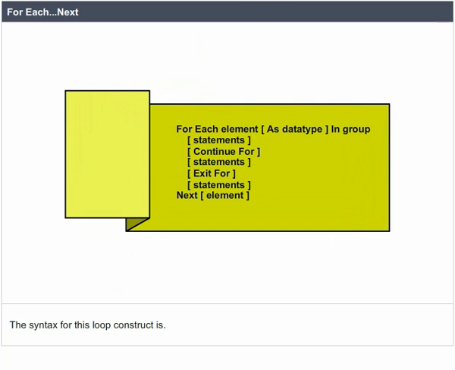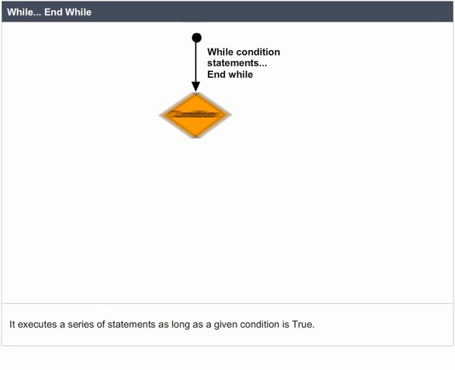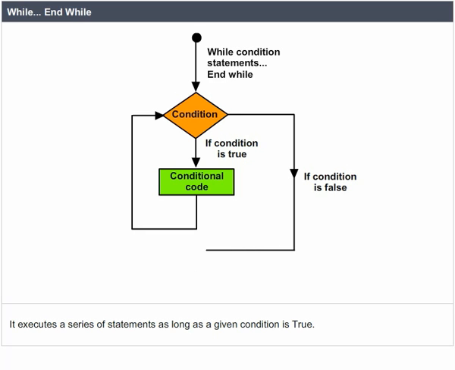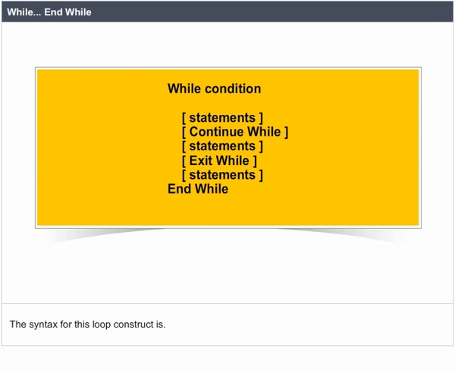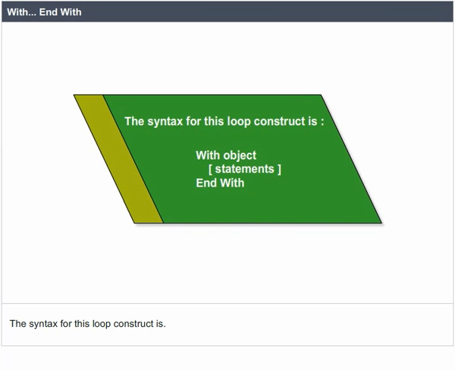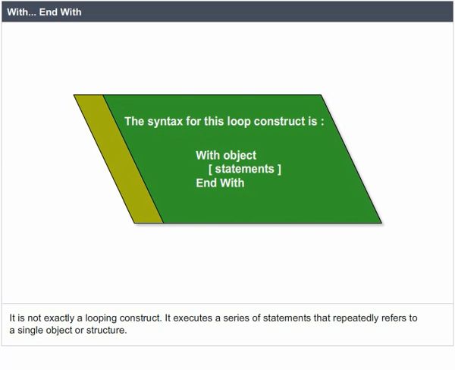While and end while. It executes a series of statements as long as the given condition is true. The syntax for this loop construct is: here, statements may be a single statement or a block of statements. The condition may be any expression and true is logical true. The loop iterates while the condition is true. With, end with. It's not exactly a looping construct. It executes a series of statements that repeatedly refers to a single object or structure.